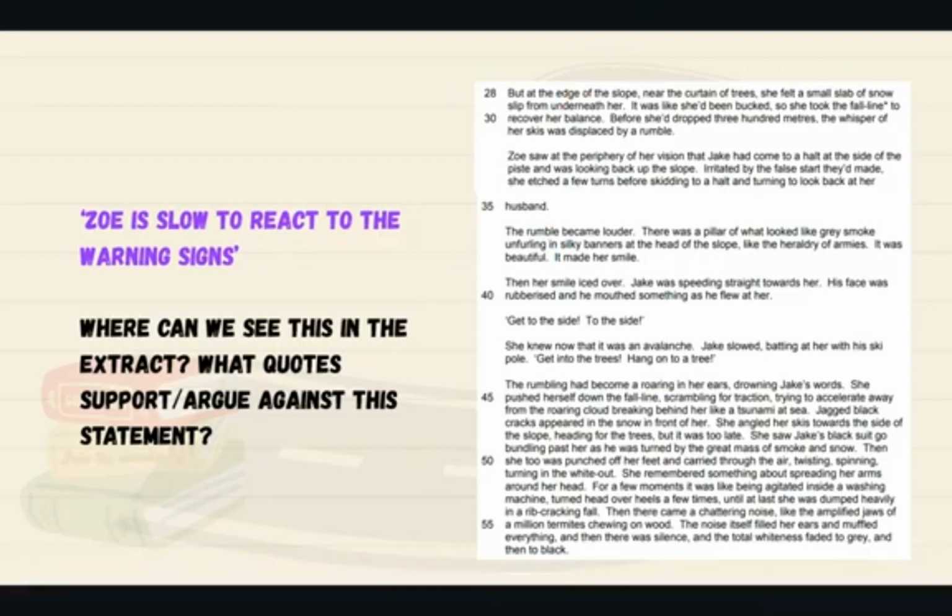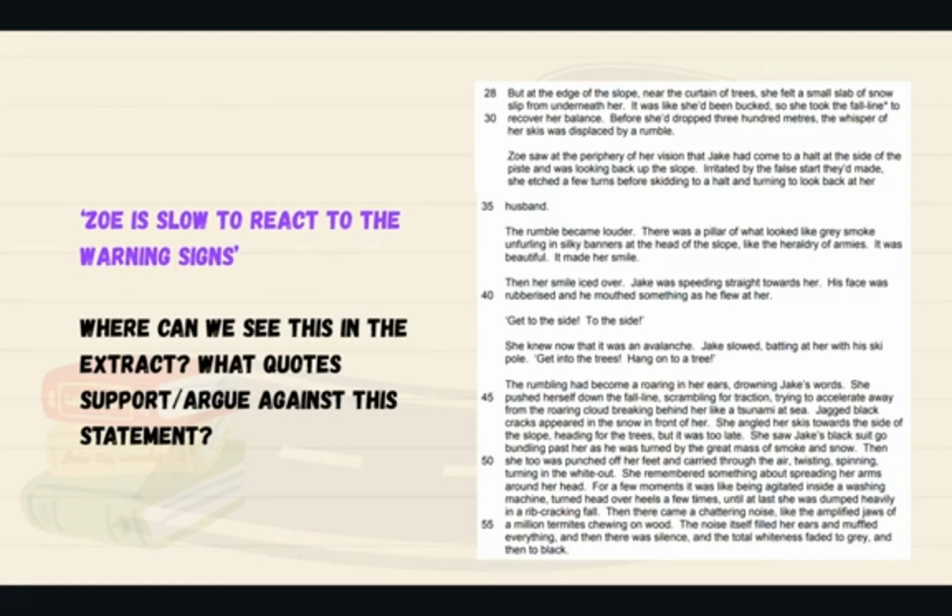I want you to pause the video now and have a go at seeing where we can see this in the extract and what quotes either support or argue against the statement. So pick out 3 or 4 quotes and try to analyse them relating to this statement here. And when you're ready, press play so we can do it together.